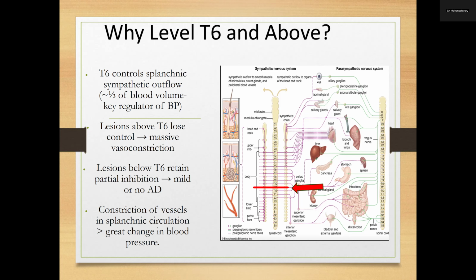When there's constant vasoconstriction in the splanchnic circulation, it leads to great change in our blood pressure system. As I mentioned earlier here, T6. I think the line has moved. Sorry, the arrow has moved. So it's at T6, lesion at T6.